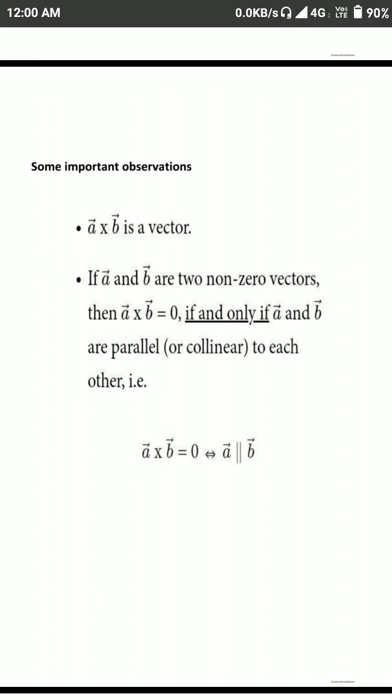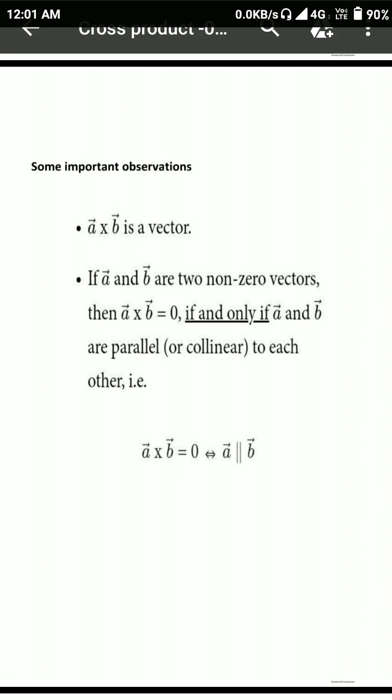First, if a cross b equals 0, then from the definition of cross product, magnitude of a, magnitude of b, sine theta n cap equals 0. Since a and b are non-zero vectors, magnitude of a and magnitude of b are not equal to 0. Then obviously sine theta is equal to 0. We know that theta lies between 0 degrees and 180 degrees. Sine 0 is equal to 0 and sine 180 degrees is equal to 0. So the angle between a and b is either 0 or 180.